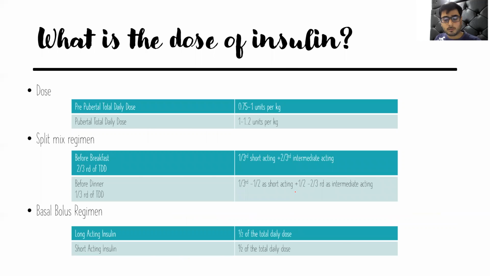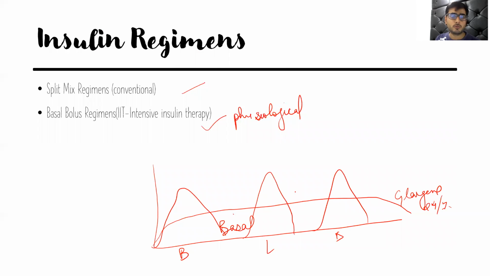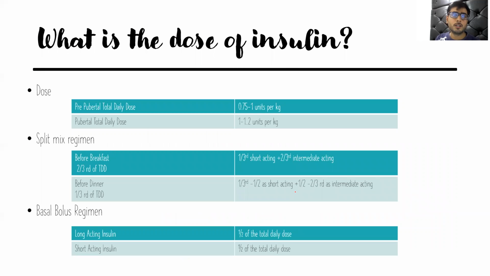Coming on to the next, we have answered which insulin to use, which regime, now single or multiple also we have used, and how much to use. So now the question is, what is the dose of insulin? In prepubertal children, the dose is 0.75 to 1 units per kg. Pubertal, it is 1 to 1.2 units per kg.